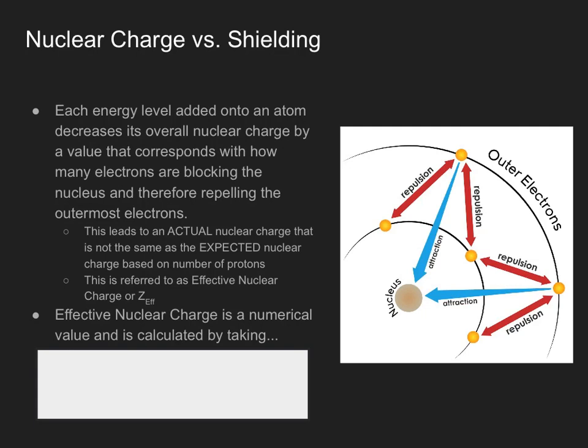And so when we're calculating this nuclear charge, that is the actual nuclear charge, we calculate it as what is referred to as the effective nuclear charge. Effective nuclear charge, we basically are going to take the number of protons minus total electrons minus the valence electrons, okay?